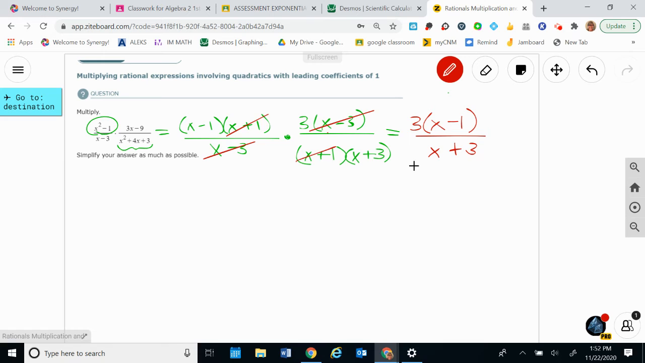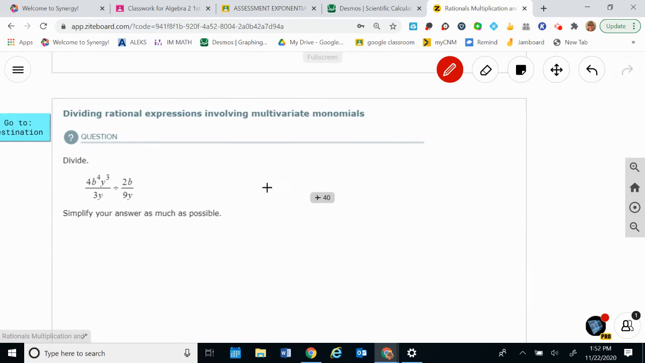You can leave it in parentheses or take it out. It doesn't matter because we're not doing anything with it. No, you can't cancel these. You cannot cancel anything with a plus or a minus unless it's exactly the same. Don't do it. All right, next.